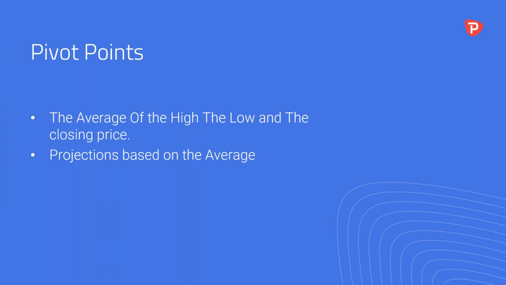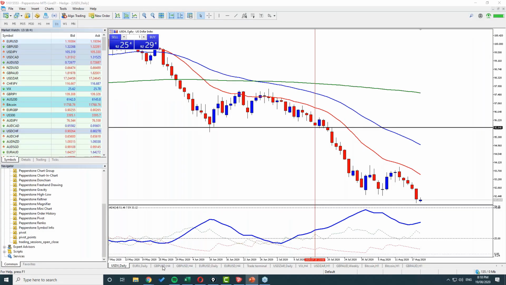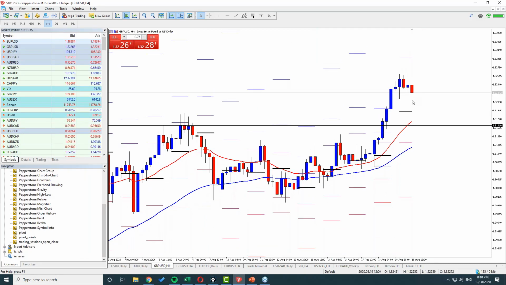Pivot points are excellent at that type of stuff. They're based on the average of the high, the low, and the closing price, and they give us projections based on this average. So let's actually look at the market now, and I've already got a pivot example up so we can see that. And here they are in terms of pivots on the charts. The big black one here is the central pivot, and then these other ones are the R1s, R2s, R3s, and we'll explain those in a minute, and then the S1s, S2s, and S3s.